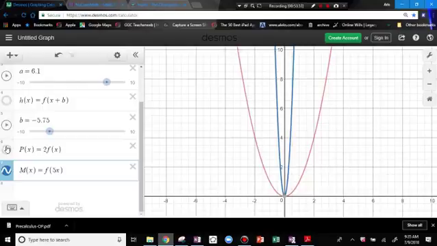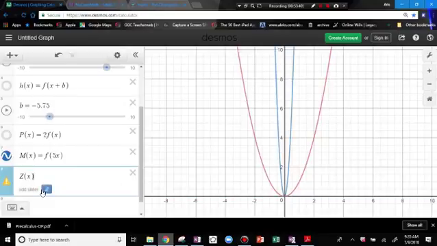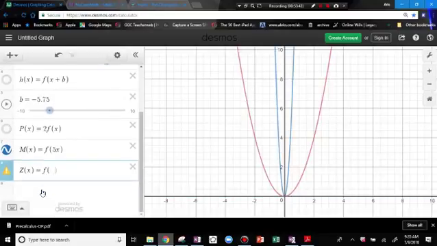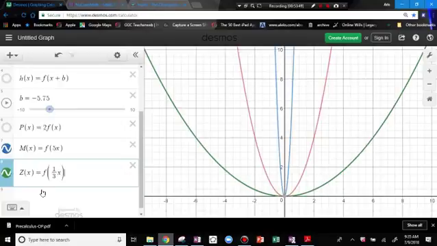Of course, you know that if I made z of x equal to f of 1/3 x, then it's going to take 3 times as long to get to the same y coordinate as before. At 1, I get 1, but now f of 1/3 x takes 3 times as long to get to the same place. Let's just make that clear.